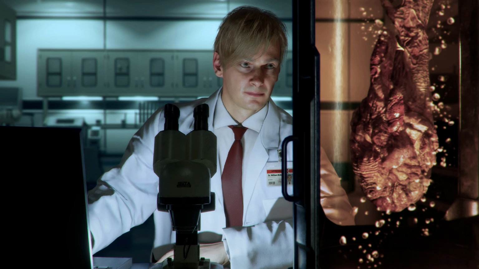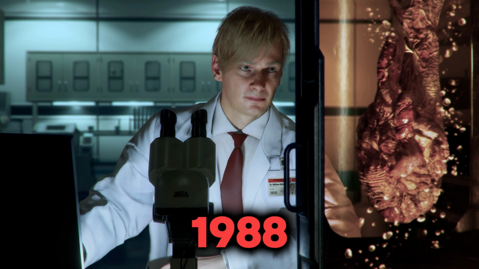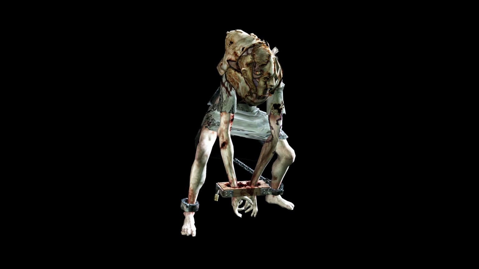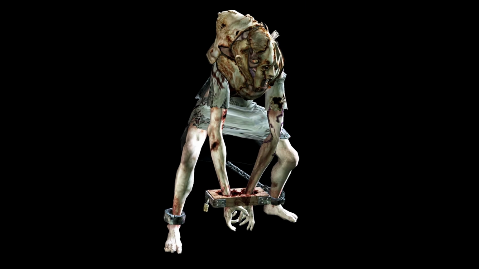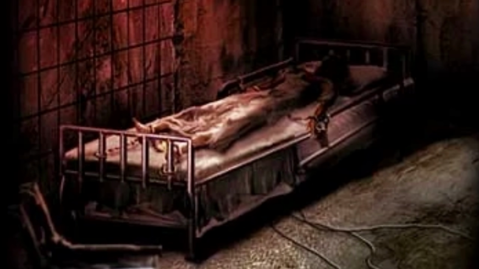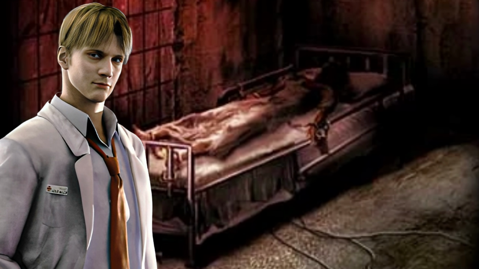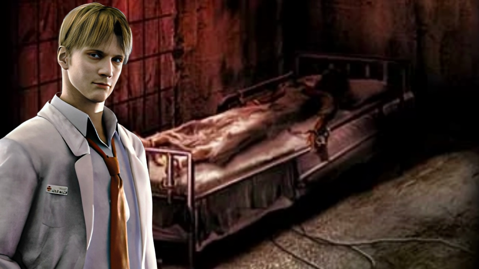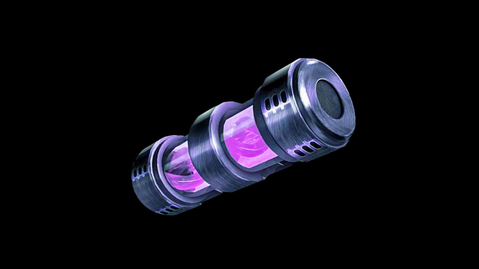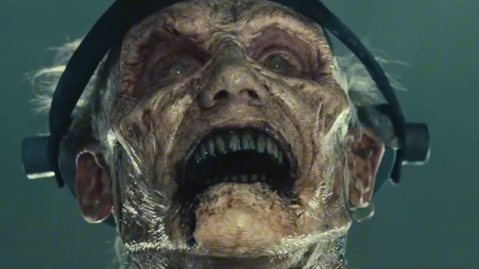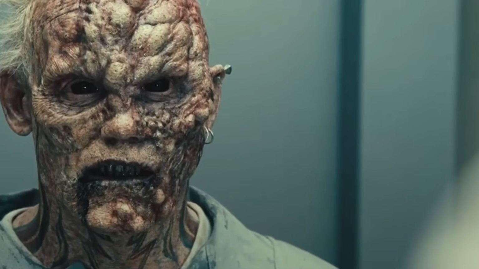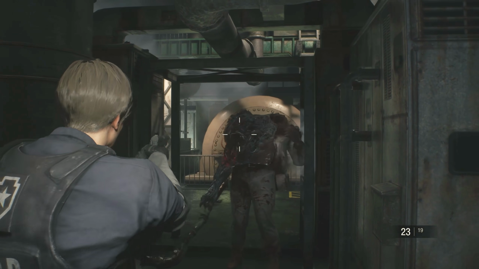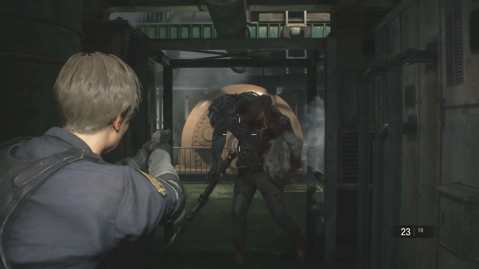This virus was discovered in 1988 by William Birkin during his experiments on Lisa Trevor, a long-term progenitor test subject whose body had developed abnormal resilience. When a prototype parasite was implanted in her, Birkin observed a completely new viral structure inside her cells, the earliest form of what he would call the G virus. Unlike the T virus, which mutates a host into a single monstrous form, the G virus forces constant evolution. It rewrites the body again and again, adapting to injury and stress.